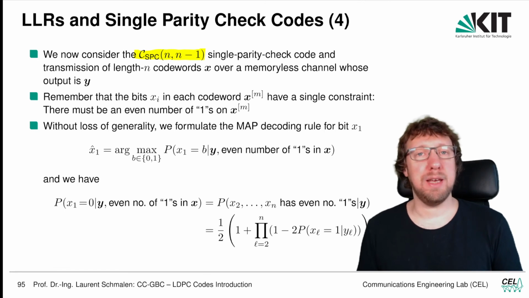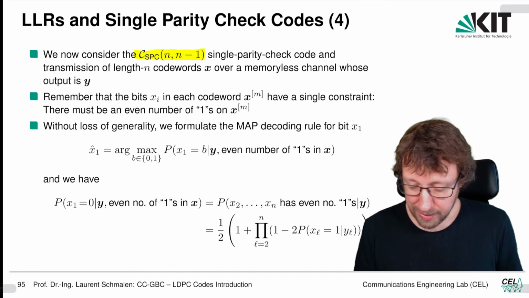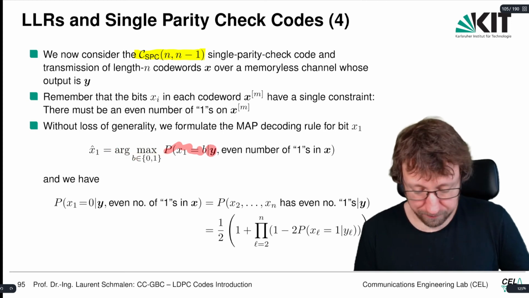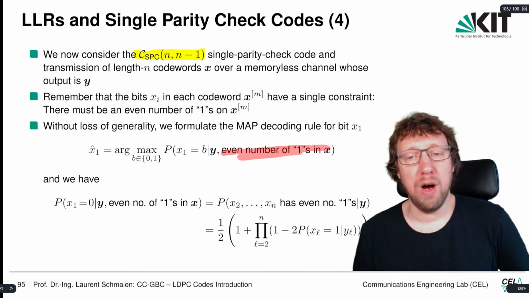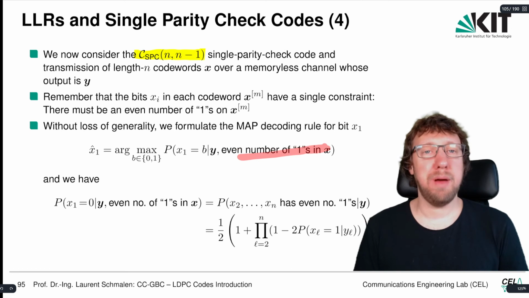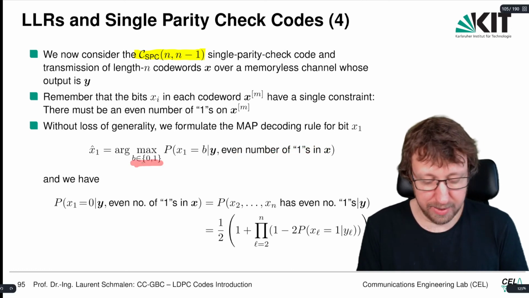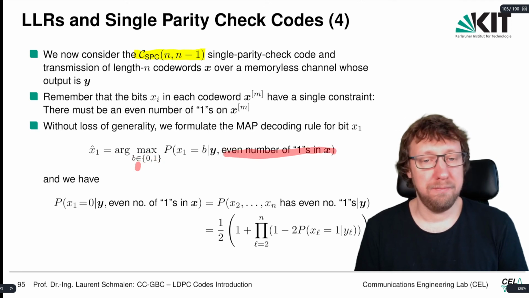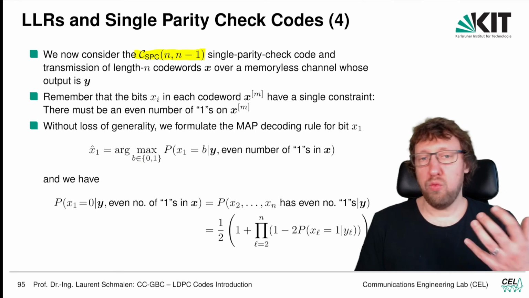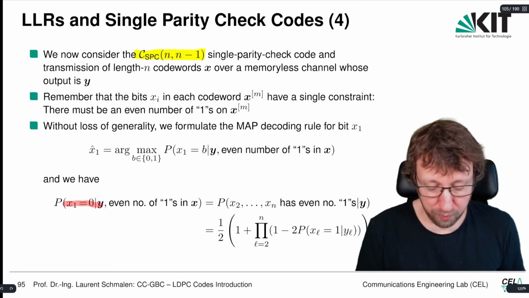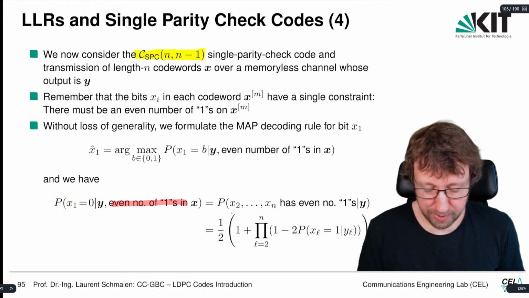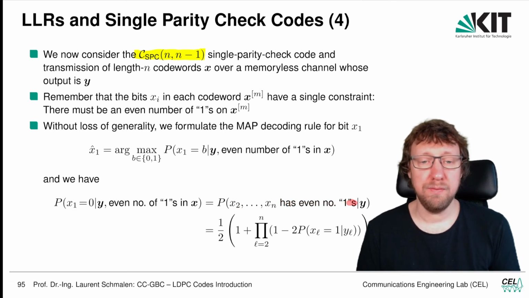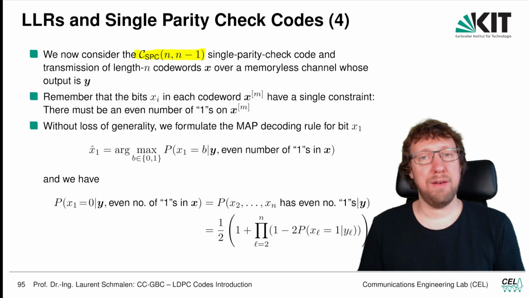So now let's take a look at MAP decoding of the single parity check code. So x1 hat is the maximum of p of x1 equal to b, given y, and given the fact that we have an even number of ones in x, because we have a single parity check code. So instead of putting the code constraint in the maximization, I can also put it in the condition of the probability. So we can rewrite this a little bit. The probability that x1 equals 1 given y and having an even number of ones is the probability that x2 to xn has an even number of ones given y. Because x1 is equal to 0, we want to have an even number of ones, x2 to xn should have an even number of ones.